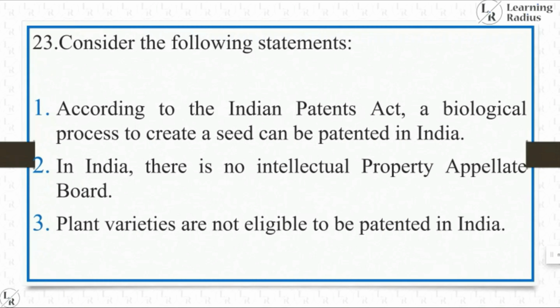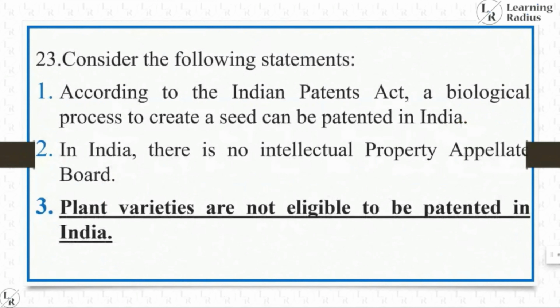When you read the statements, according to the Indian Patent Act, a biological process to create a seed can be patented in India, that's wrong. In India, there is no Intellectual Property Appellate Board, that's also wrong. Plant varieties are not eligible to be patented in India is right. So when you look at the options, only the third statement is right.